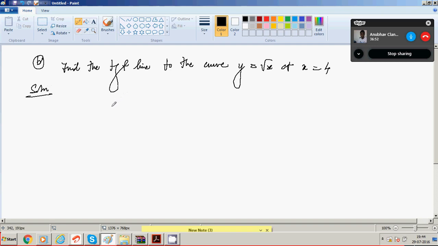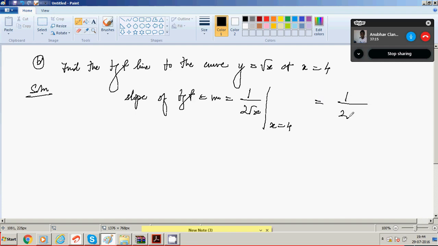Find the tangent line. So we have to find the slope. Slope of tangent is equal to m equal to the derivative, by definition or by geometric interpretation of derivative, equals 1 over 2 root x at which value of x? At x equal to 4. So m becomes equal to 1 over 2 root 4 equal to 1 upon 4.